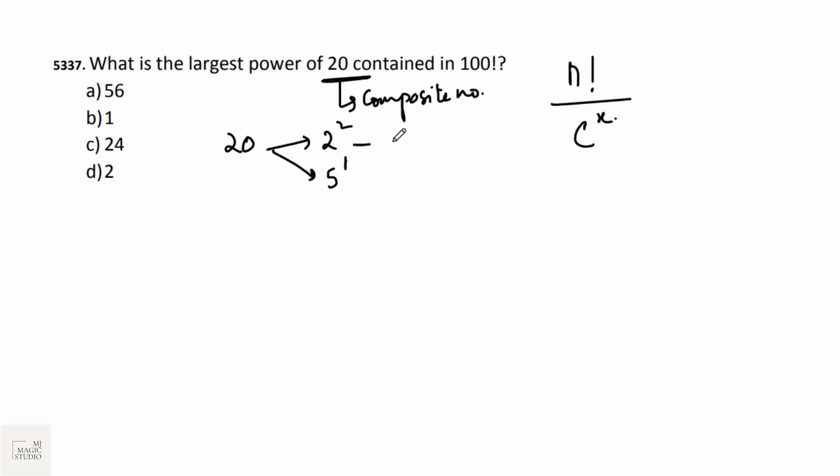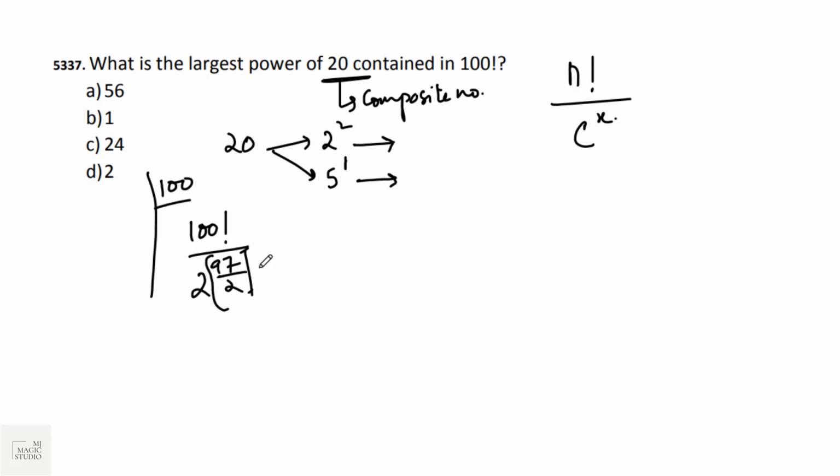So we need to find how many times it is divisible by 2 square, that is 4, and how many times it is divisible by 5. So if I go with 100, and in the previous example we have seen this, that factorial 100 is perfectly divisible by 2 to the power 97. Then half of 97 in whole numbers will be 48. That means it is divisible by a maximum of 48 powers of 4.